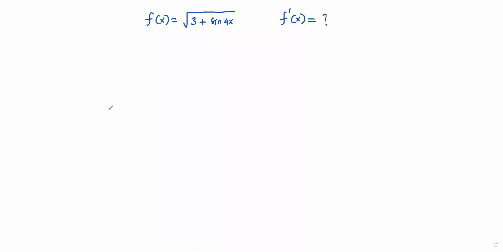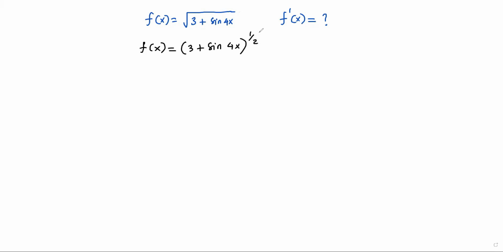f of x is equal to square root of 3 plus sine 4x, and we have to find f prime of x. That is, we have to find the derivative of this function with respect to x. Okay, so before I proceed with the derivative, the first thing I need to do is write this square root as an exponent. Whenever I write a square root as an exponent, it will be 1/2. So then I get f of x is equal to (3 plus sine 4x) to the power 1/2.